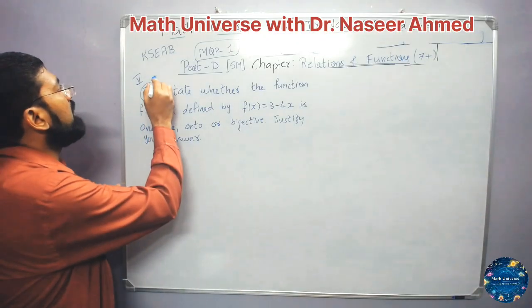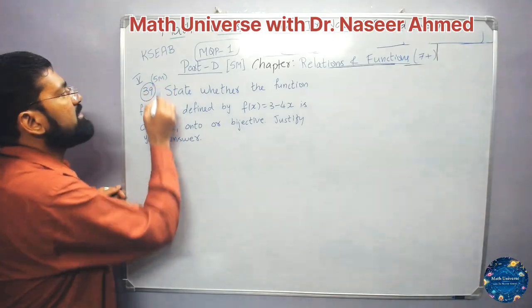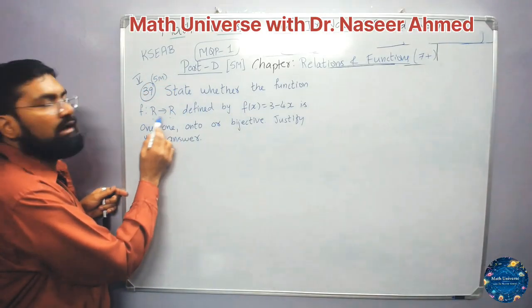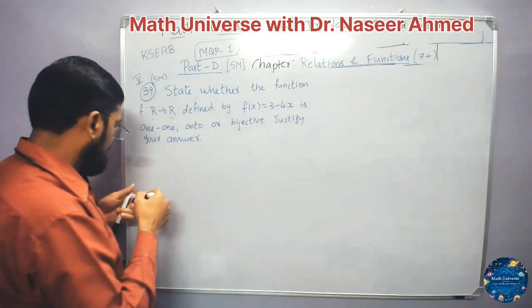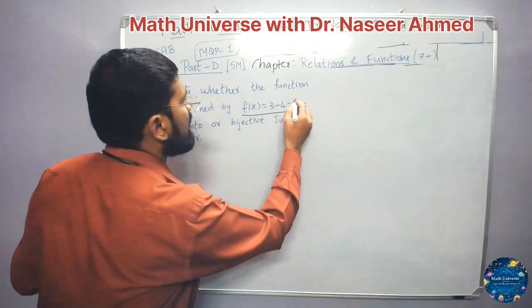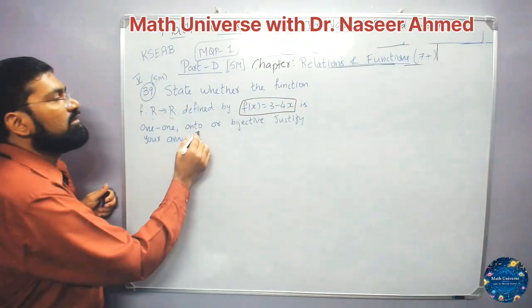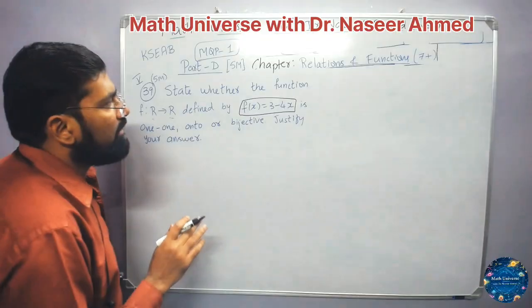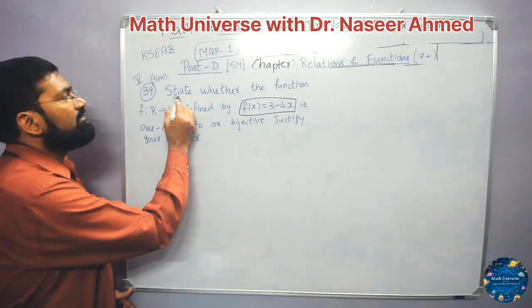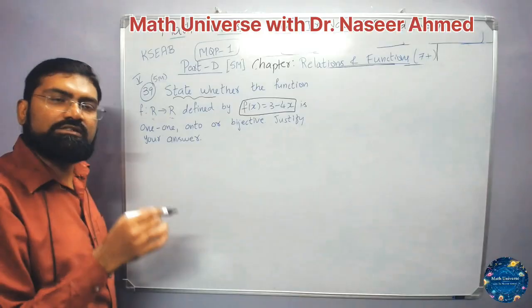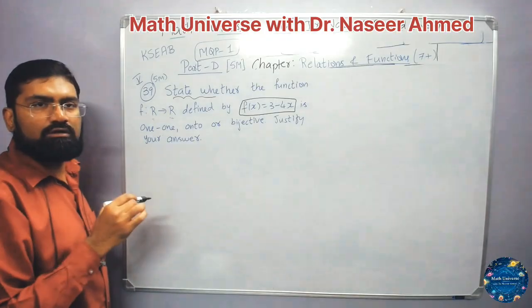Now, this is a 5-marker question. The question says, state whether the function f from R to R, so domain and codomain both are R, defined by f of x is equal to 3 minus 4x is one-one, onto or bijective. Justify your answer. I prefer that, since here they have said state whether, you check once whether it is one-one onto or not.